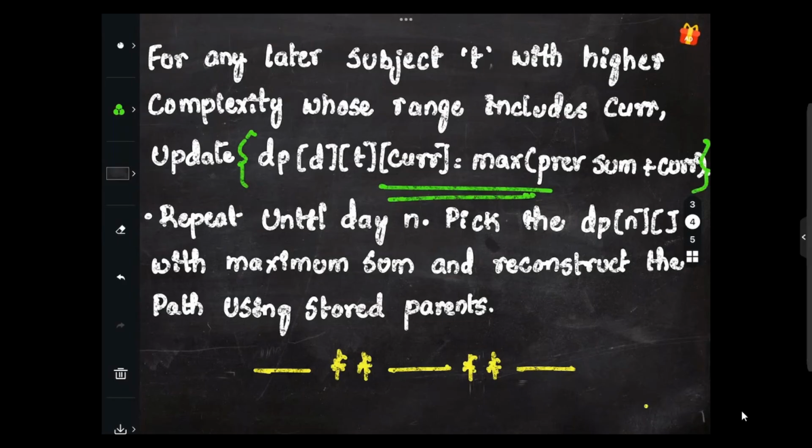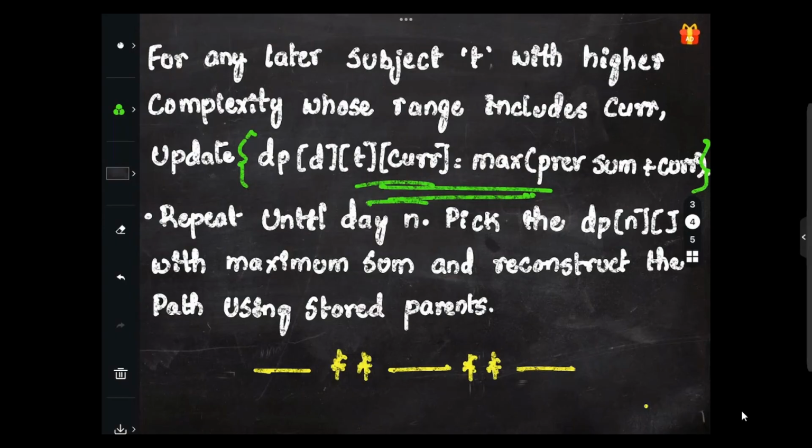Just have a look into this. When we write the code, don't get confused. dp of dt and the current will be equivalent to the max of previous sum plus current. We update this for any later subject t with a higher complexity whose range includes current. You don't have to know this beforehand, just try to remember it. It will be helpful while implementing the code.